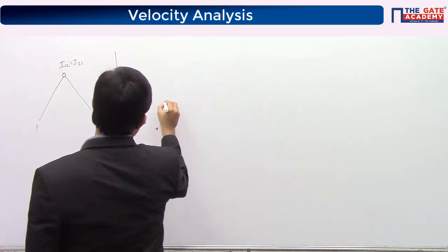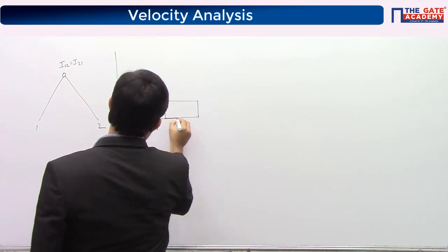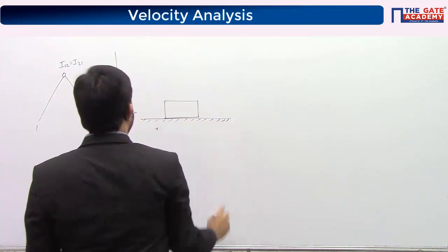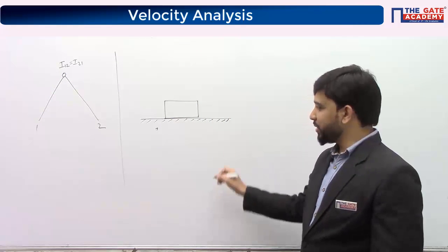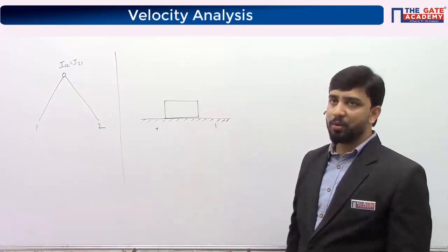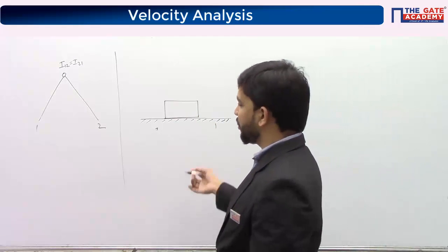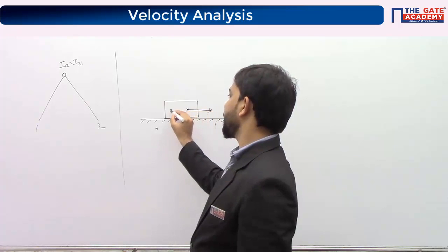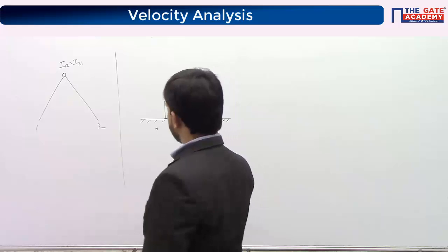Sliding pair. So this is the fixed link and this is the moving link. How to locate the instantaneous center for these two links? Yesterday we have seen, you choose any 2 points, draw velocity vectors, and draw perpendiculars to the velocity vectors.